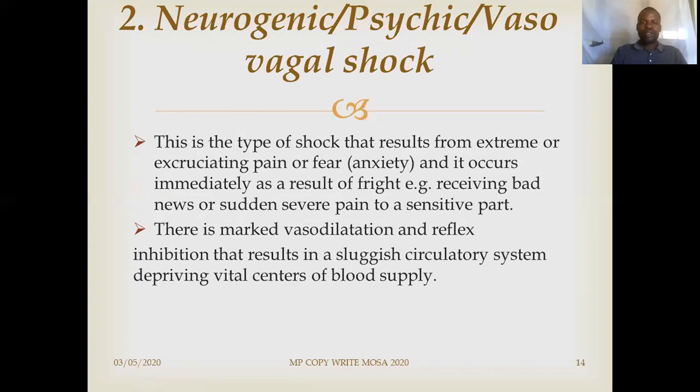Another classification of shock is the neurogenic. Neurogenic shock can also be called psychic shock or vasovagal shock. So let us look at this type of shock. This is the type of shock that results from extreme or excruciating pain, fear, or anxiety, and it occurs immediately as a result of fright, e.g., receiving bad news or sudden severe pain in a specific part. So when someone has received sudden bad news, it can take them into shock.